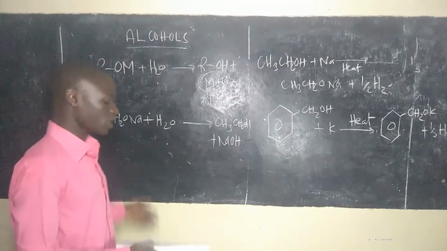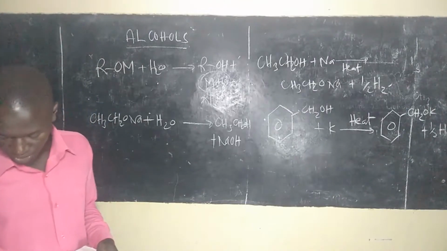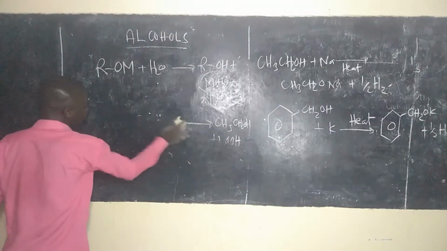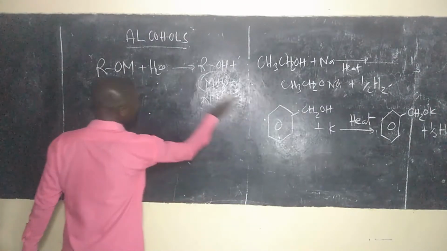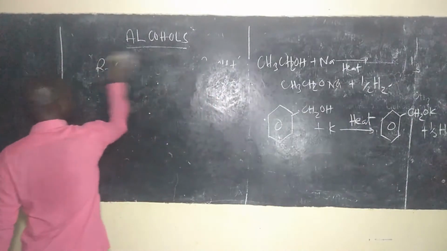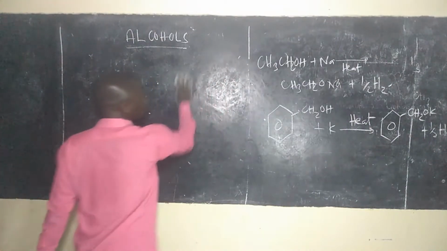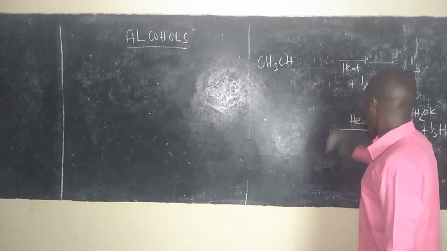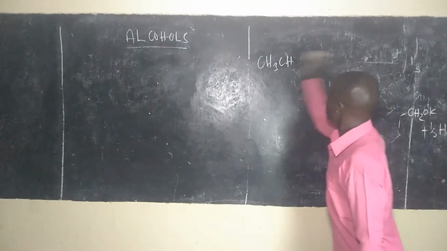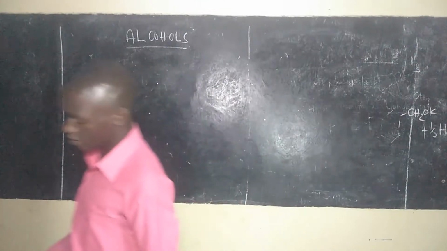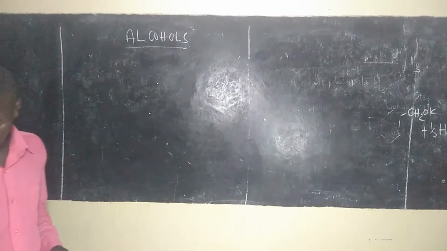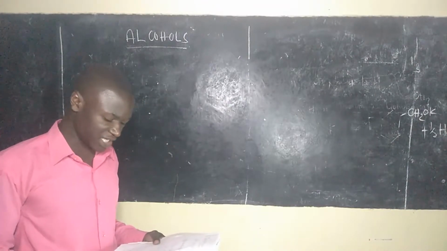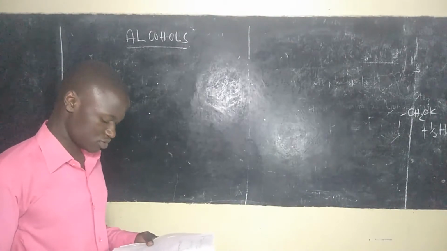Kwa hiyo hivyo ndio vitu ambavyo vinakuwa vinaenda kwenye hizo reaction za alcohol. Hiyo ni reaction ya kwanza ambayo ni reaction with the dry alkaline metal in the presence of heat to get alkoxide salt. Kwa hiyo ni reaction ya kwanza ya alcohol. From there, reaction ya pili, reaction involving replacement of hydroxyl group.